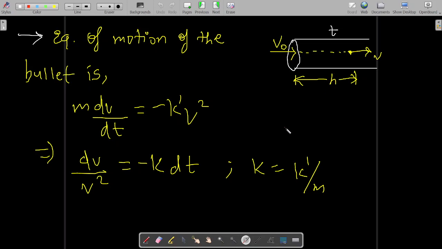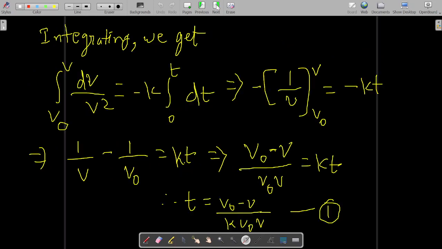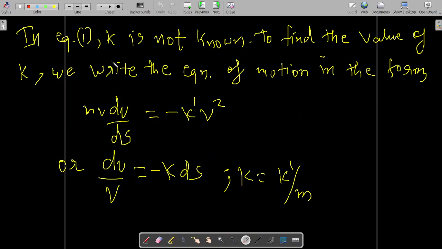But the other things, what other things? This k dash you yourself have assumed, this k you yourself have assumed, and you have got t in terms of v0 minus v. These terms are all right: v0 is all right, v is all right. But the term k is from our assumption. So we will have to eliminate this k in order to obtain our quantity time in terms of the given quantities only, not the ones which we have assumed. So k we have assumed, so we will have to eliminate this particular k from here. So how will we eliminate it? k is not known.